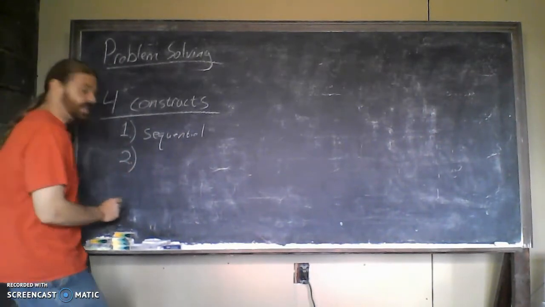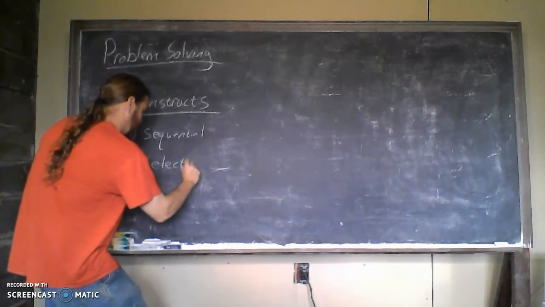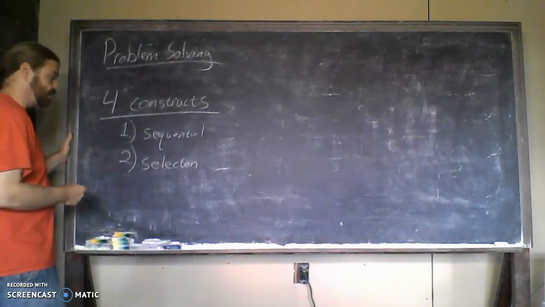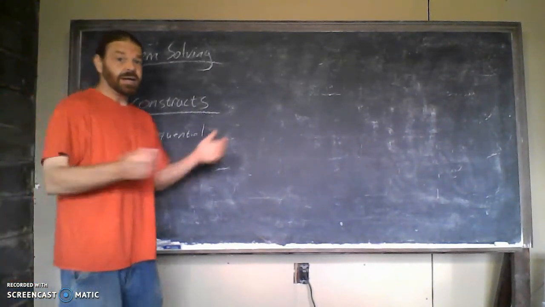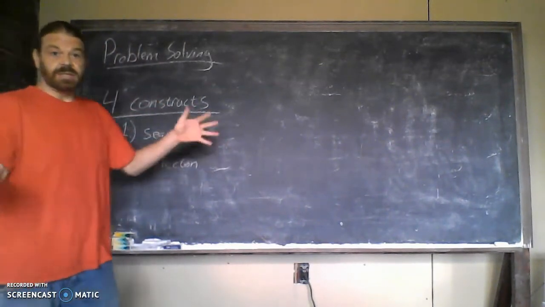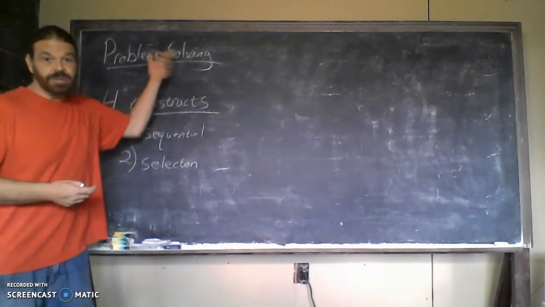The second will be selection. A way to make choices along the way. Some sort of selection structure so that choices can be made and alternative pathways through a sequence can be taken to eventually arrive at the solution for the problem.